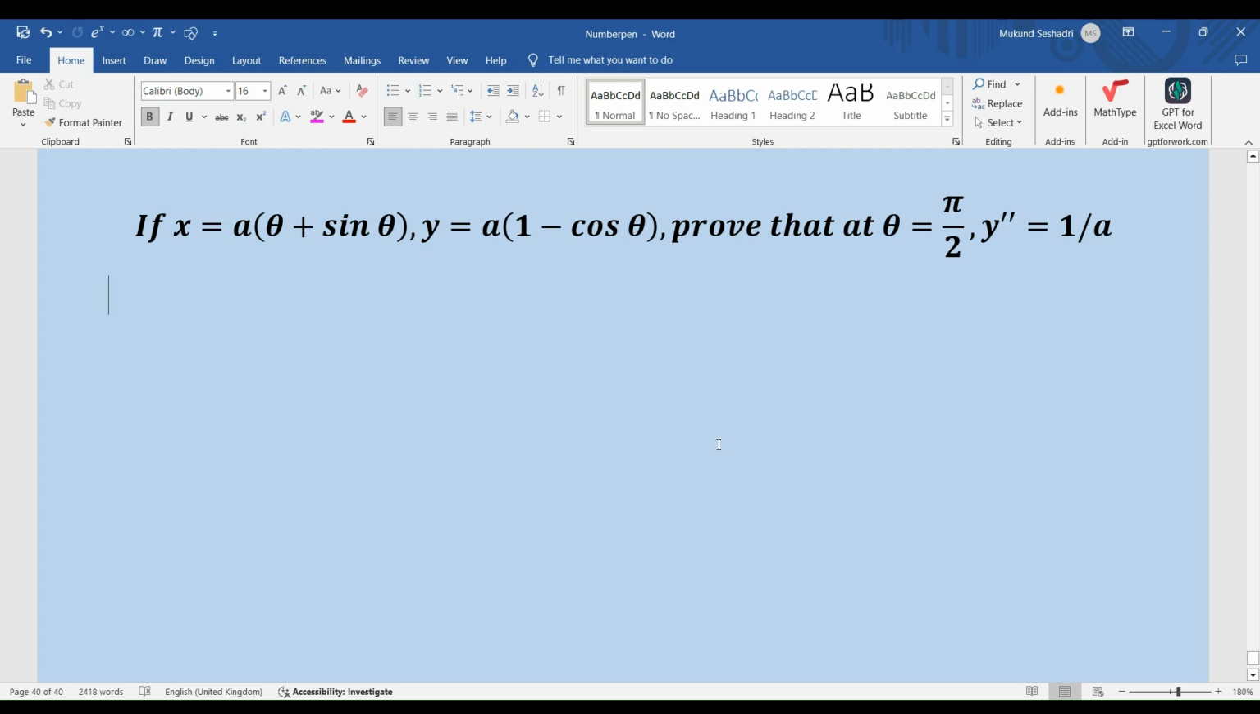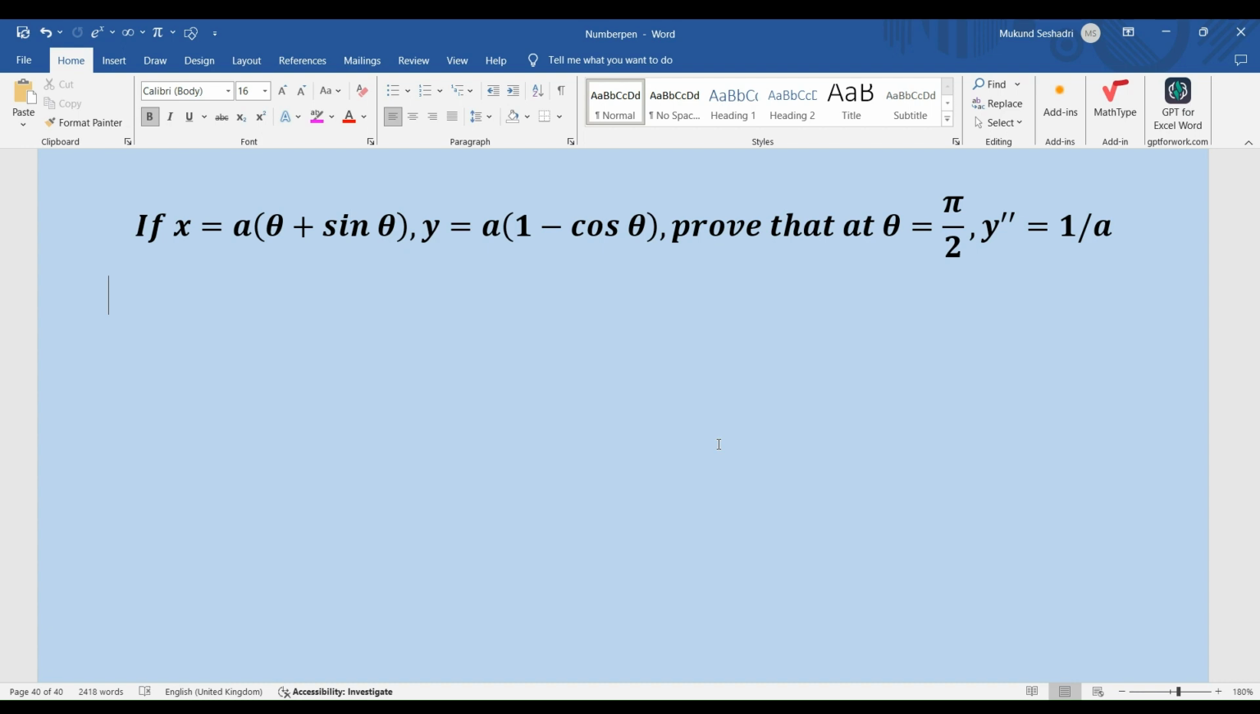So there we have the problem on our screen. If x equals a times theta plus sine theta, y equals a times 1 minus cos theta, prove that at theta equal to pi by 2, y double dash is equal to 1 by a, right? So we have a parametric equation and the parameter here is theta, and we've been asked to prove at theta equal to pi by 2, y double dash equal to 1 by a.